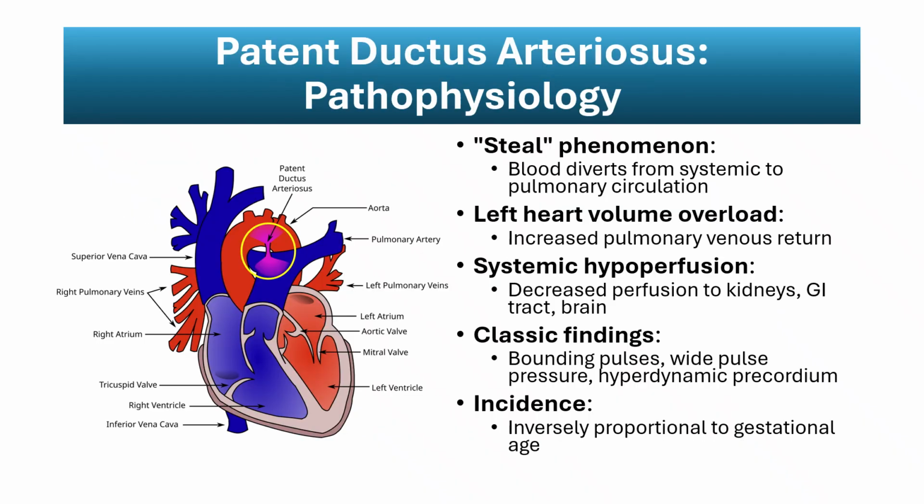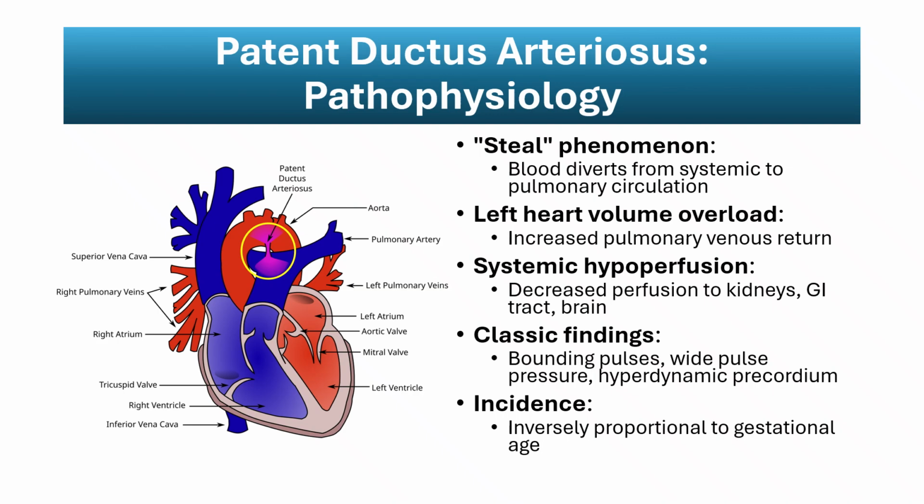The ductus arteriosus normally directs blood away from the lungs in utero, but when it remains open after birth, physiology reverses. With systemic pressure now higher than pulmonary pressure, blood is shunted from the aorta into the pulmonary artery. This steal phenomenon diverts flow away from systemic organs and into the pulmonary circulation. The result is volume overload of the left heart.